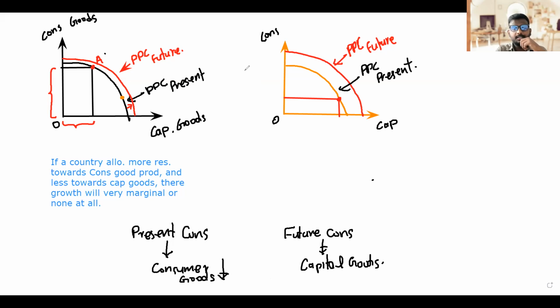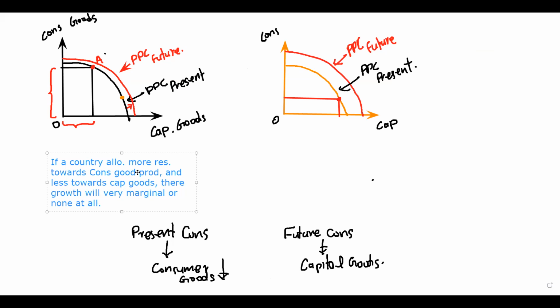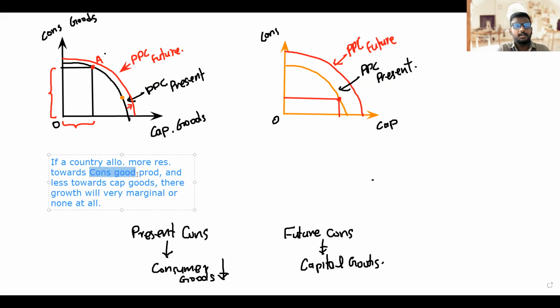Your answer, you can actually change it. Rather than saying capital goods and consumer goods, you can say that if a country allocates more of its resources towards present consumption and less towards future consumption, their growth will be very marginal or none at all.